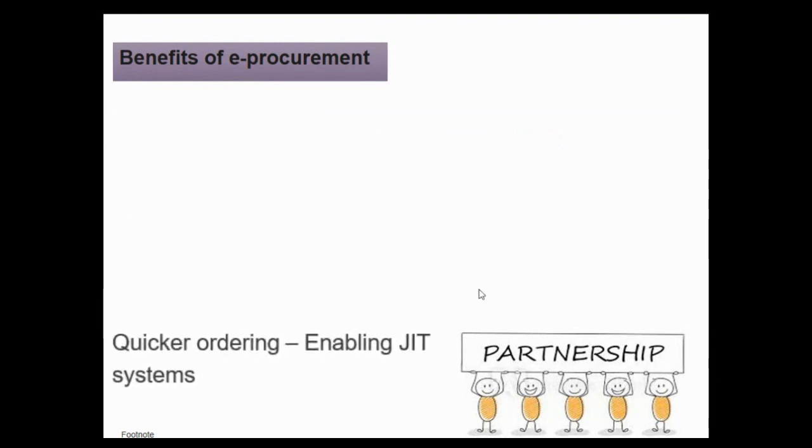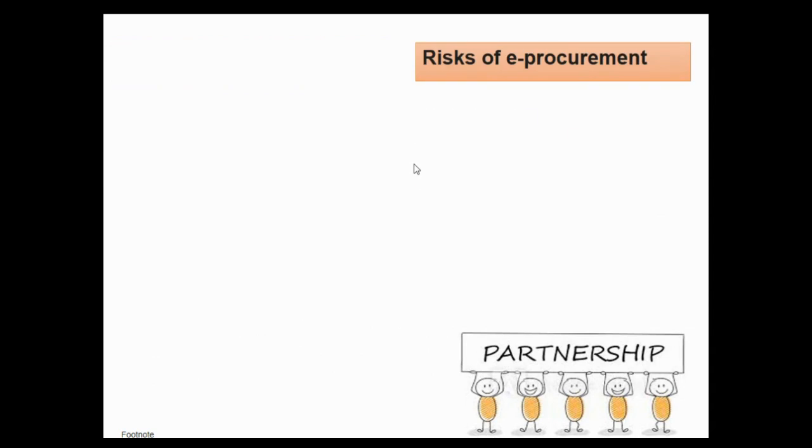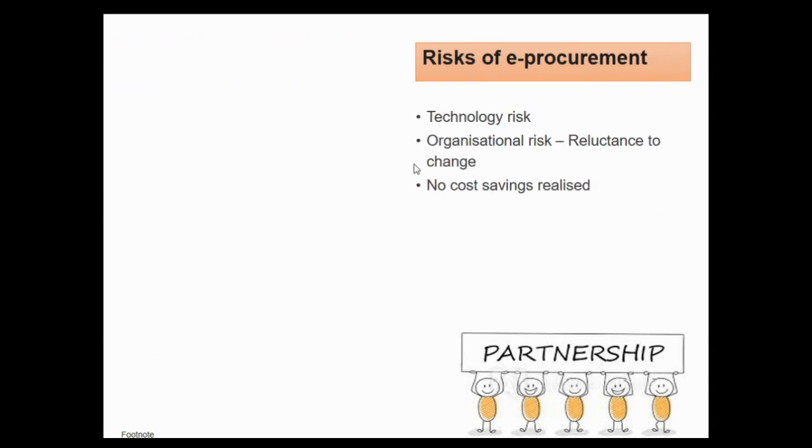Perhaps just on this end, previously, before proper electronically enabled supply chains, just-in-time systems were really just a concept, but these technologies have enabled companies to really implement just-in-time systems. And then the risks of e-procurement, basically these three.